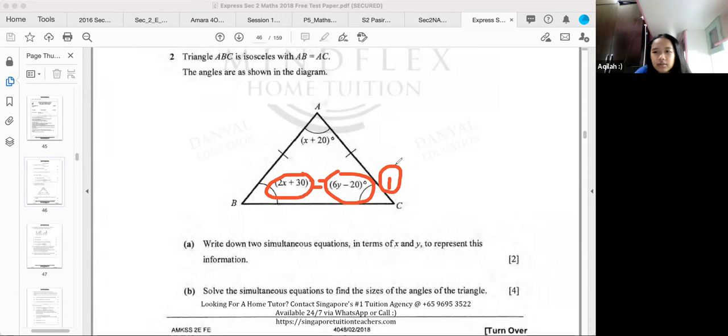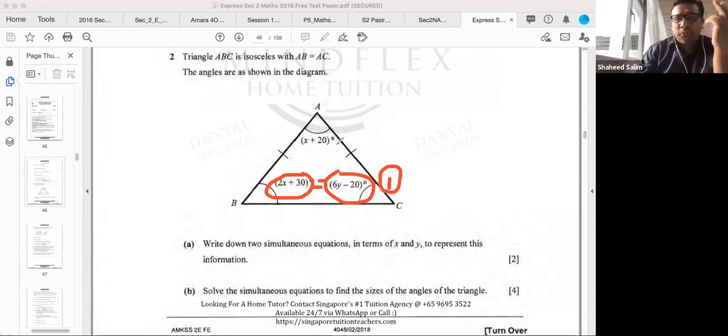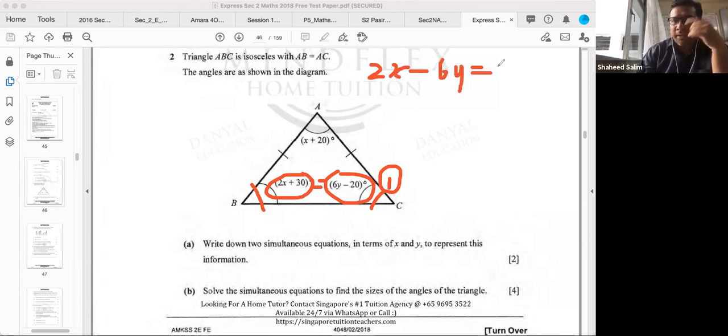x plus 20. Okay, we need to form two equations. So down here now we have 2x, because this is the same angle, right? So when I bring over, 2x minus 6y equals, I bring the 30 over, minus 50. Are you confused by this part? No, right? So now this is one equation. Simultaneous equations, you need two. So what is the other one?